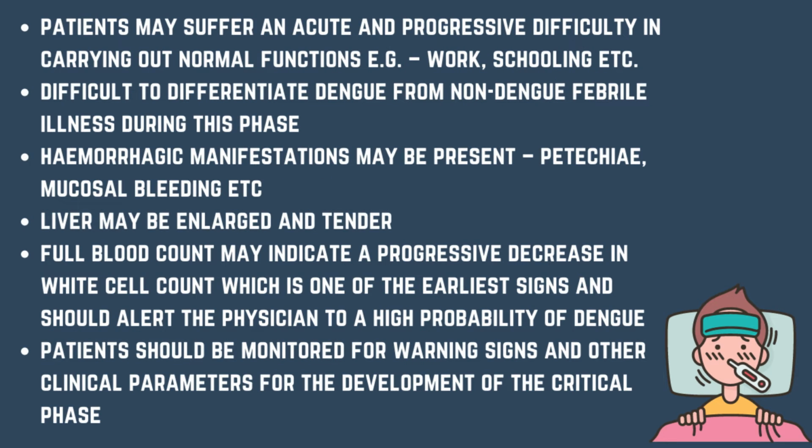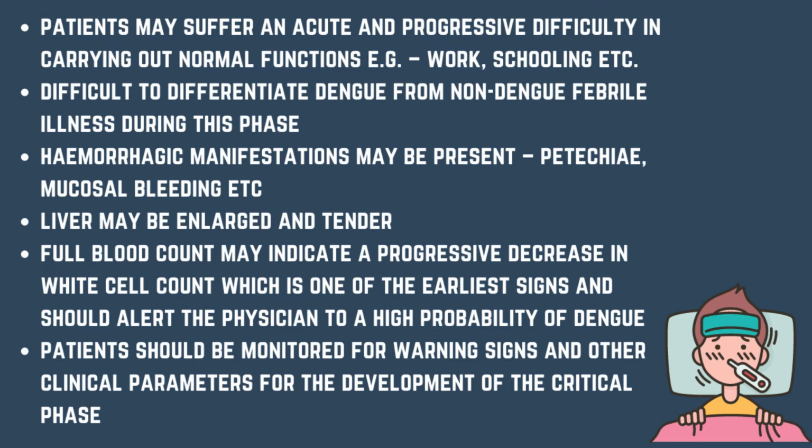Patients may suffer an acute and progressive difficulty in carrying out normal functions. It is difficult to differentiate dengue from non-dengue febrile illness during this phase. Hemorrhagic manifestations may be present. The liver may be enlarged and tender.